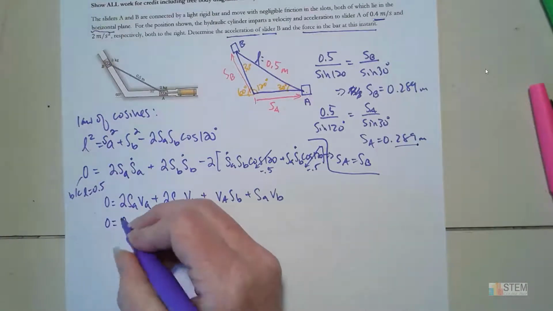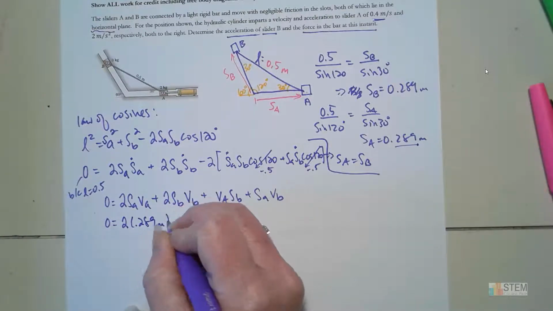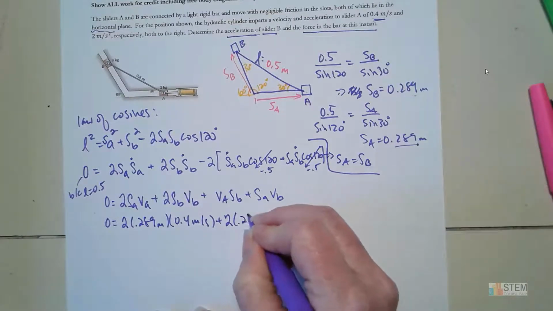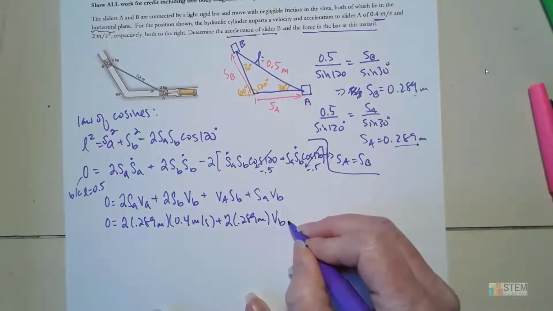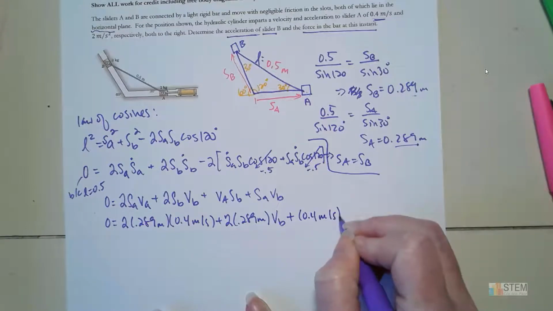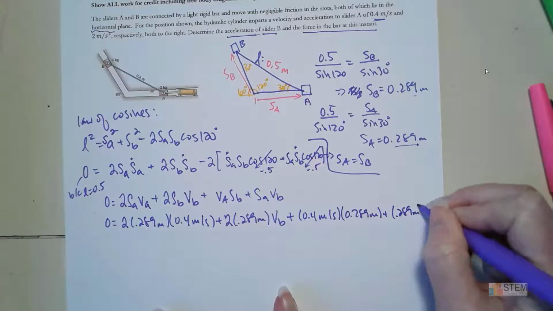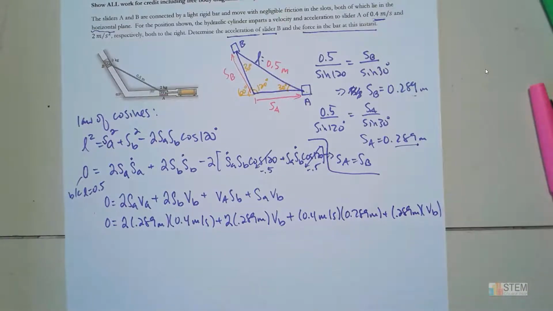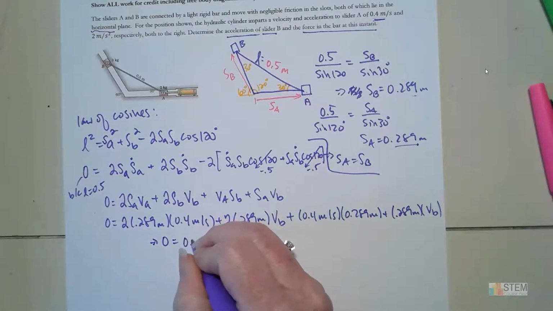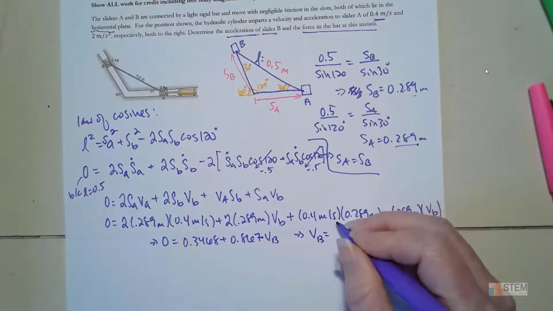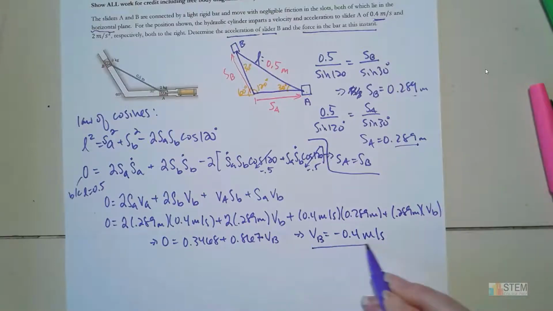So let's plug those numbers in. We've got 2 times the 0.289. Then we have VA, which is 0.4, plus 2 SB, we know that, so 0.289, times VB, I do not know that, so leave it as VB, plus the VA, which is 0.4 meters per second. SB is the 0.289. And then finally that last term, we'll have 0.289 for SA, and then VB is unknown. So we're going to simplify this, and you'll get 0 equals 0.3468 plus 0.867 VB. And now you can solve for VB. So VB is going to be negative 0.4 meters per second. That's not one of the answers it wanted, but we're going to use that to find acceleration.